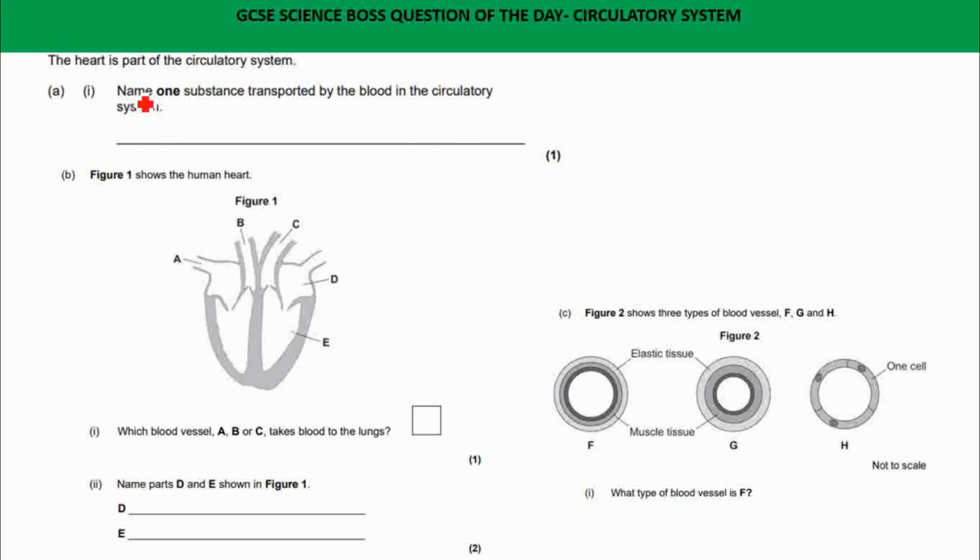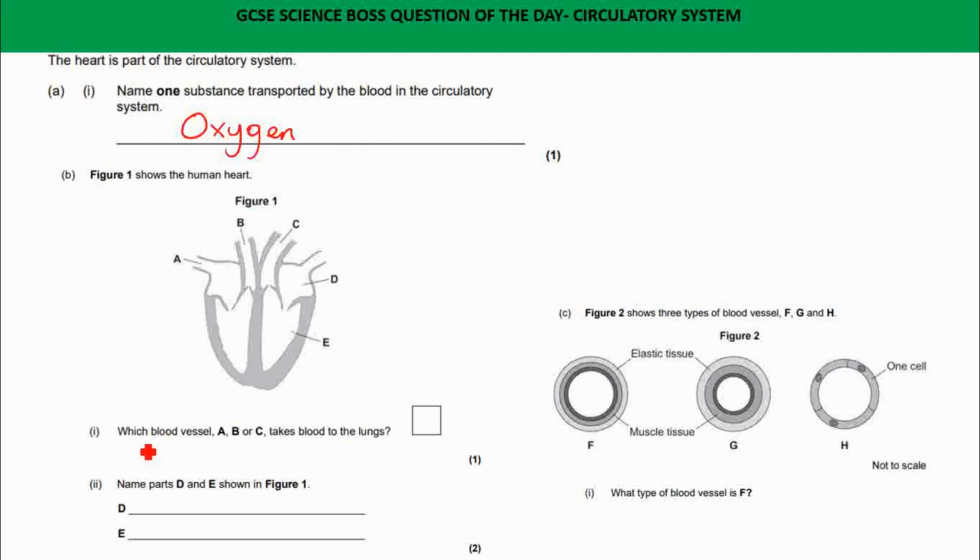We all make mistakes. So the question says the heart is a part of the circulatory system. Name one substance transported by the blood in the circulatory system. There are several answers that could go there, and I'm going to go with oxygen. Feel free to write carbon dioxide, as that's also transported. You could also write hormones, certain waste products, glucose, water. There are so many substances. Lots of answers are accepted there. I'm going to go with oxygen.